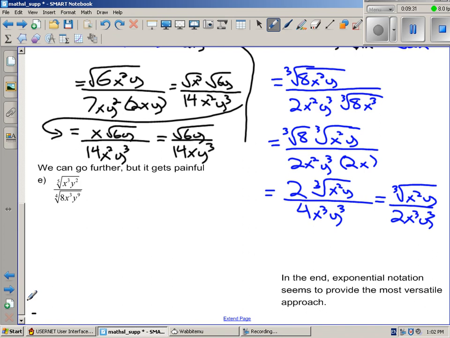We can go further, but it gets painful. So what I'm saying here is that if we have an expression like this, we can't easily divide out. Our best plan here is to go to exponential notation and say this is x to the 3/5, y to the 2/5, all over 8 to the quarter, x to the 3/4, y to the 9 over 4, work through that way. You're going to have some fractional powers. In the end, if you want to put it back into radical form, that's fine. We're not going to spend a whole lot of time on that.